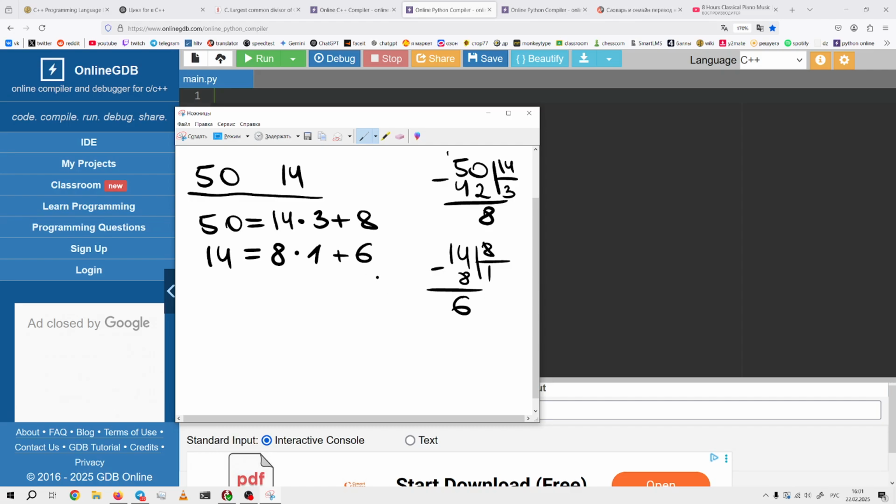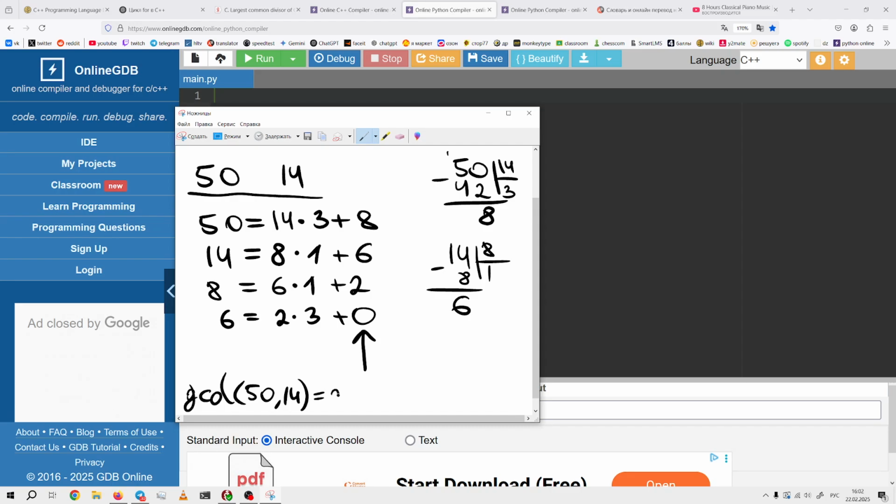Okay, and we do this algorithm until we have remainder 0. So what do we need to do next? We need to divide 8 by 6. So 8 is 6 multiplied by 1 plus 2. And then 6 divided by 2: 6 is equal to 2 multiplied by 3 plus 0. And as you can see, we have remainder 0. So our greatest common divisor will be the previous remainder. That means it's 2. So we can write that the GCD of 50 and 14 is equal to 2.